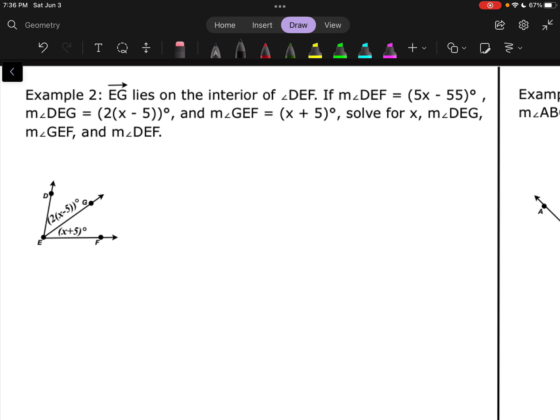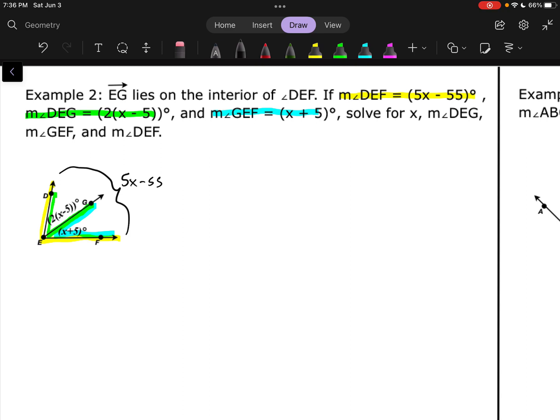So it says EG lies on the interior of angle DEF. They are saying that the measure of DEF is 5x minus 55. That is this whole angle. So this whole thing is 5x minus 55. Then they're saying DEG, this part, is 2(x minus 5). And GEF, this part over here, is x plus 5.